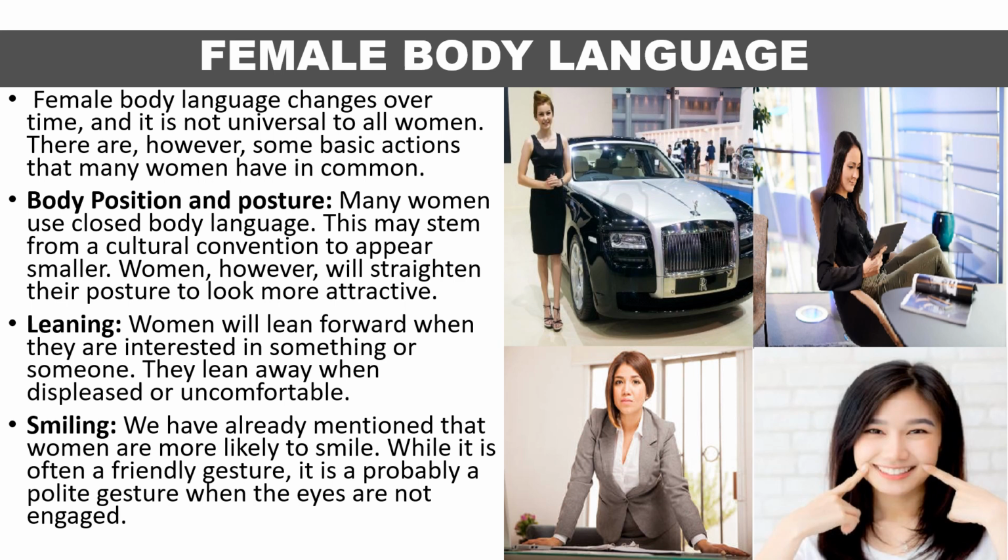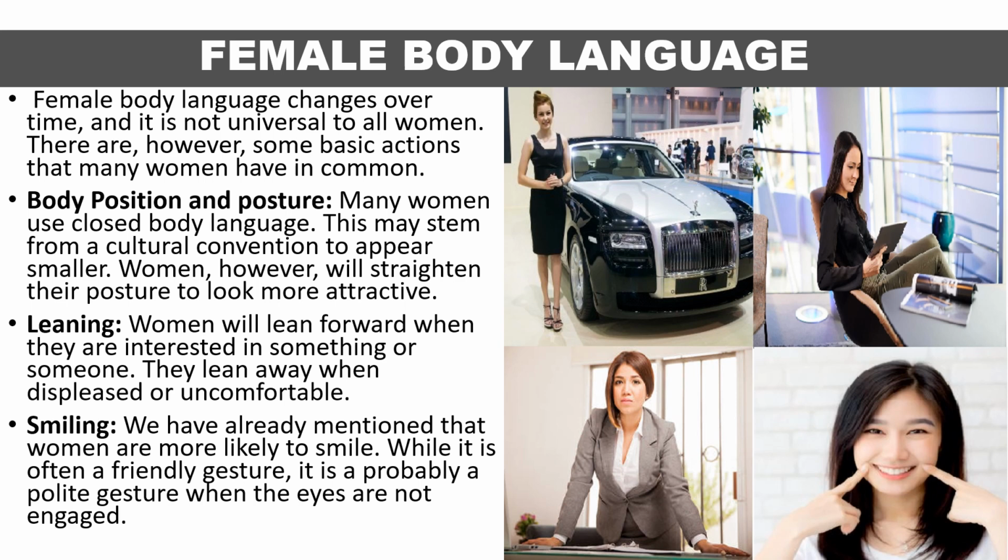Look at that girl. The first one is body position and posture. She is near the car. The lady is with the Rolls Royce car. Actually, she is a model. She uses closed body language. So she straightened her posture to look more attractive with the car, right?